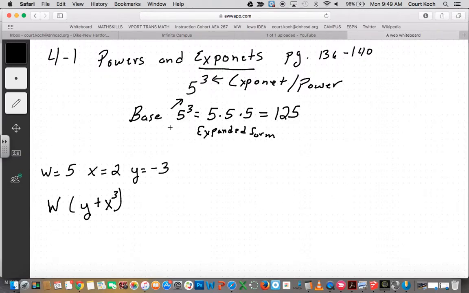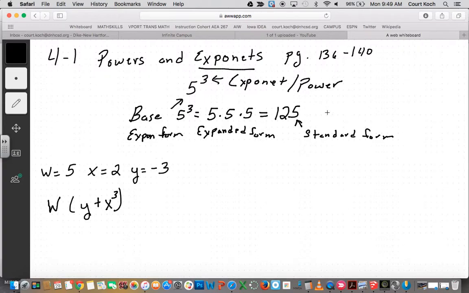And this is exponential form. And abbreviate that. This would be called standard form. Anything that's just a straight up number we'd call standard form.